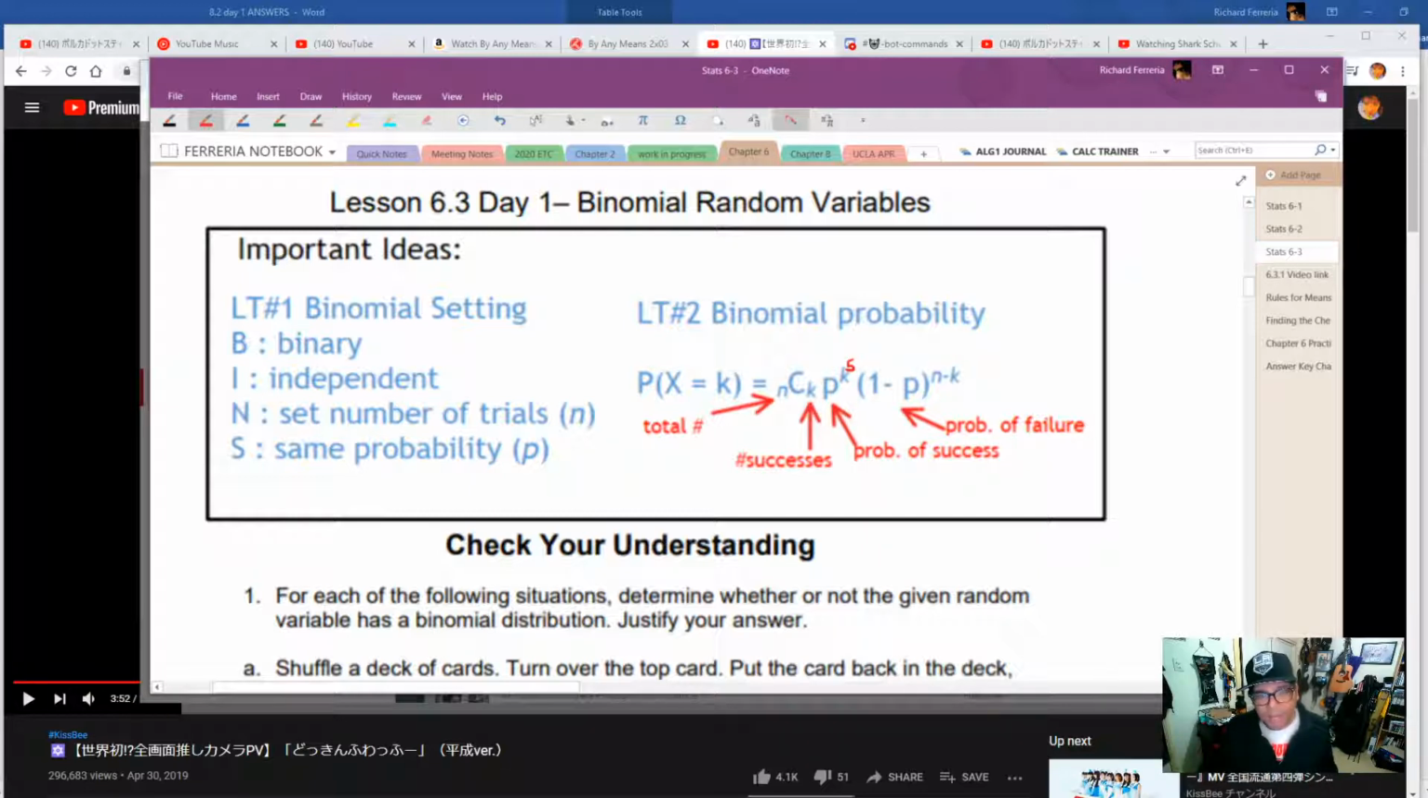And if we have 5 successes, then the remaining number of trials need to be failures. So they have to be failures. These 2 numbers here, they have to add up to n. So that's a real quick way to make sure that you did this correctly. So probability of success to the k power, probability of failure to the n minus k power, and then there's this nCk business.